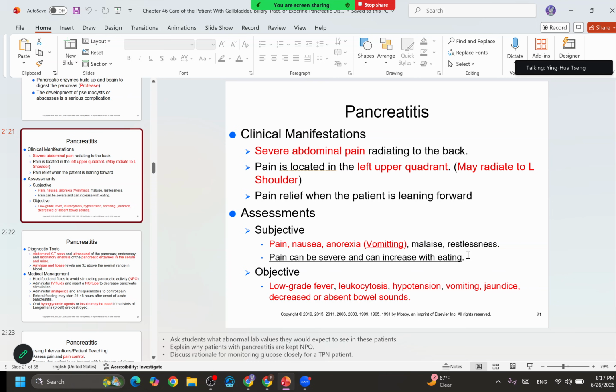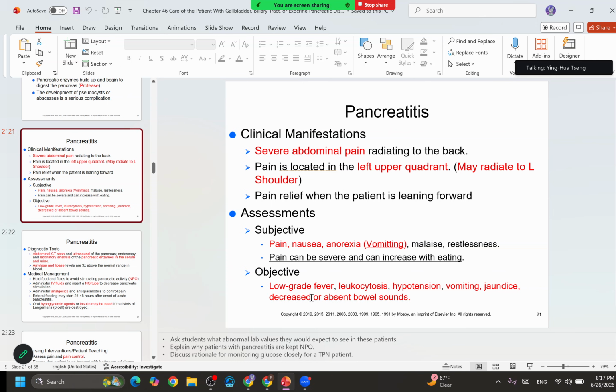This pain is the same as the gallbladder pain. Gallbladder, if they eat, they have more pain. So actually, it's the same. When they're eating, the pancreas is going to release more enzyme, and then more protease is going to be released, eating your own pancreas again. So that's why it's more painful.